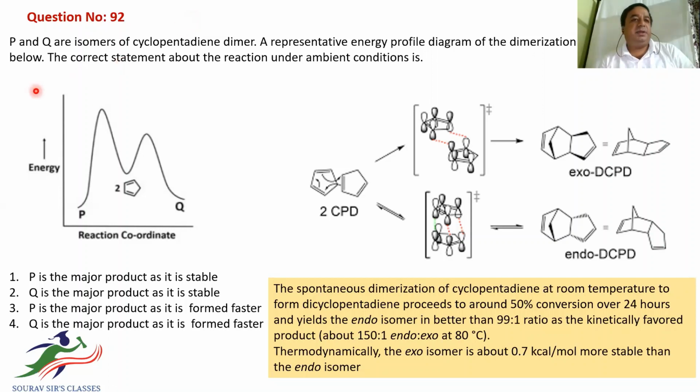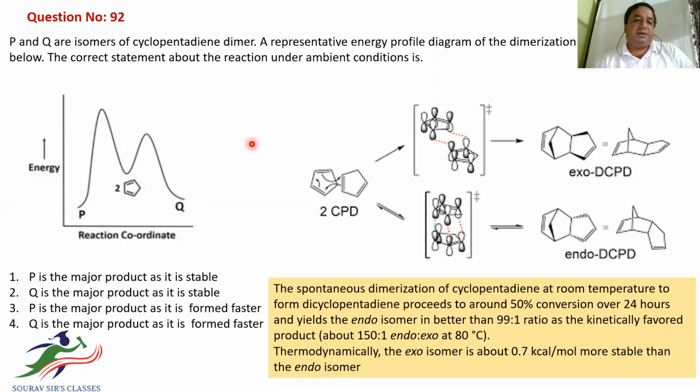Now, in question number 92, it was given P and Q are isomers of cyclopentadiene dimer. A representative energy profile diagram of dimerization is given below. The correct statement about the reaction under ambient conditions is: as you can see, Q here is higher in energy than P. So obviously P is our thermodynamically controlled product and Q is our kinetically controlled product.